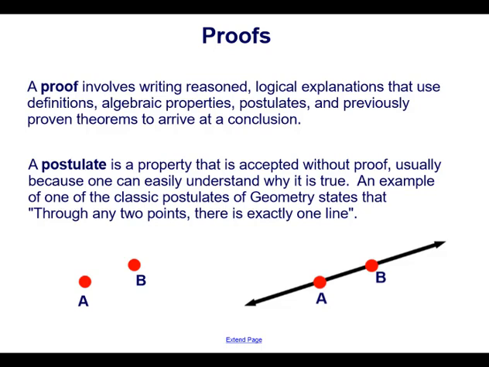So as you can see here, we have point A and point B, and this line drawn is the only line that would connect the 2 points. It makes sense, it's logical, so that's a postulate we can use when writing proofs.